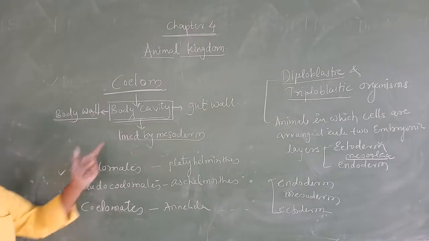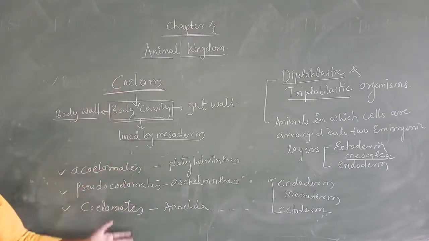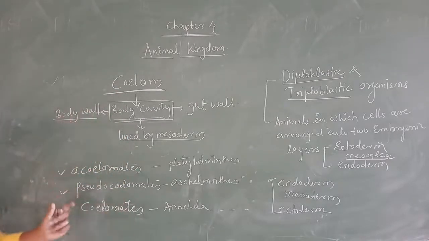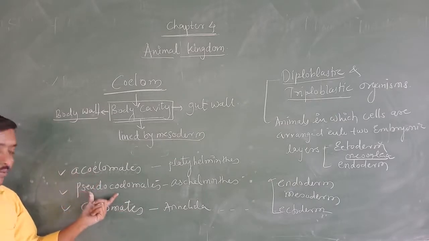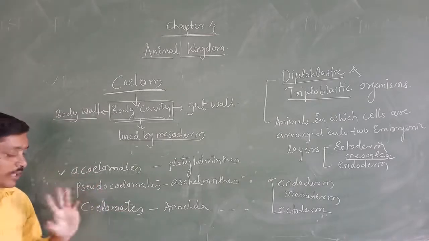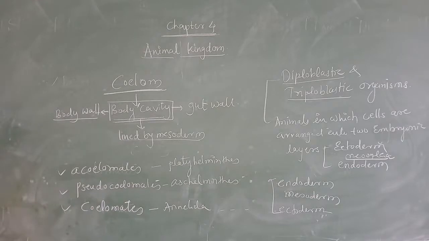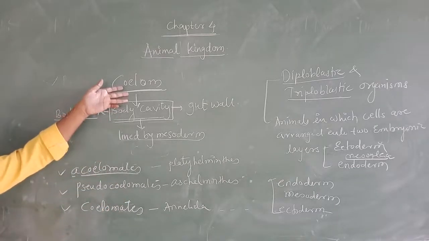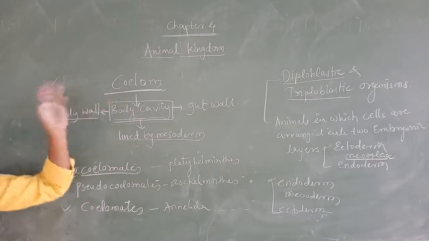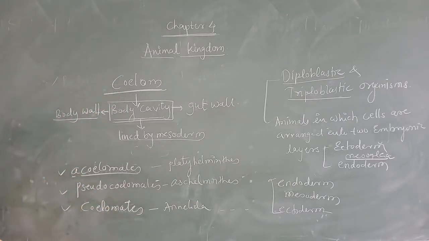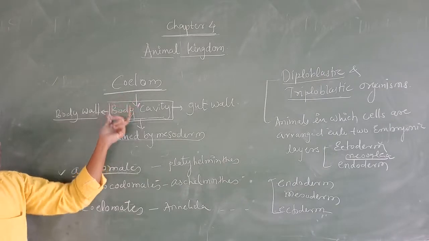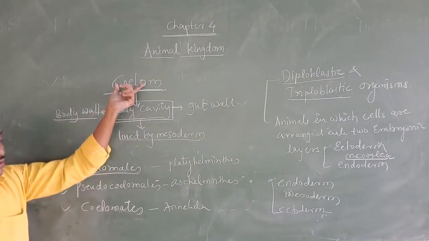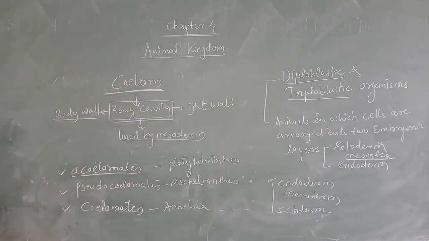Now next, here we are going to study about the three types of animals. One is acoelomates, second one is pseudocoelomates, third one is coelomates. Now here, acoelomates in the sense what? If the animals don't possess any body cavity. If the body cavity is absent in an animal, those are called acoelomates.